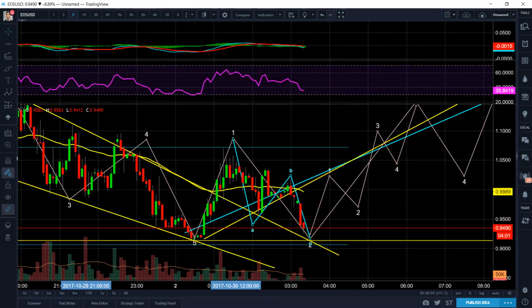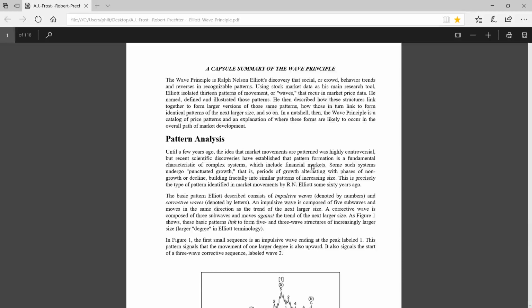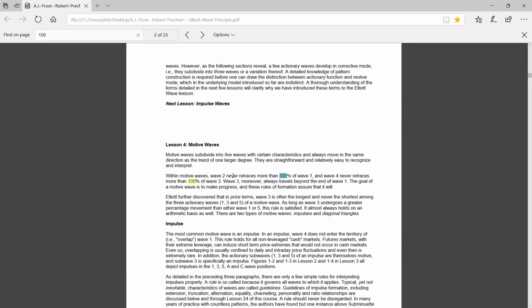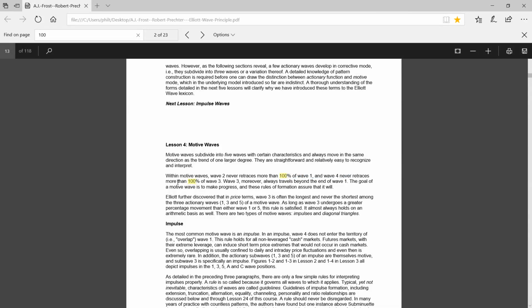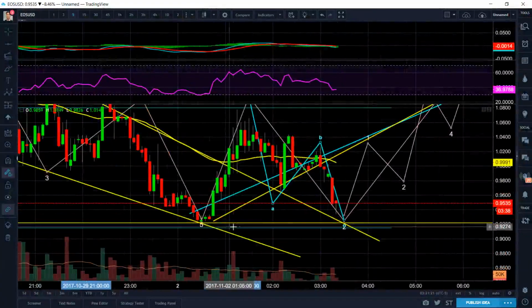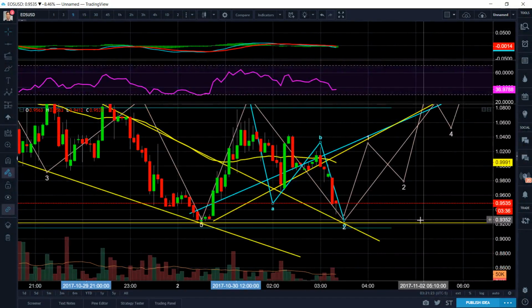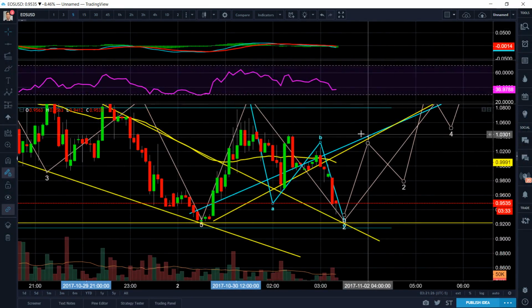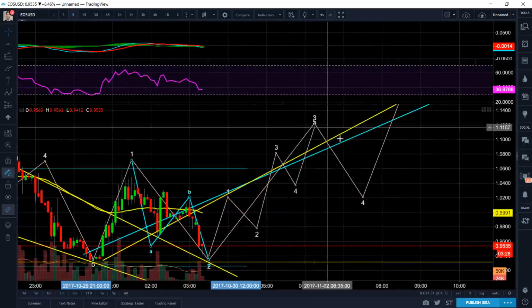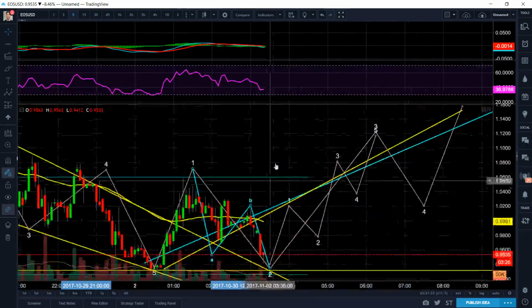And I'm going to show you guys the Elliott Wave handbook, okay? Within a motive wave, wave 2 never retraces more than 100% of wave 1, and wave 4 never retraces more than 100% of wave 3. Okay, so what that is basically saying is that this yellow support line that I drew right here, guys, it will not, because this is a motive wave going up. Okay, this is wave 1, 2, 3, 4, and then 5 going up right there.